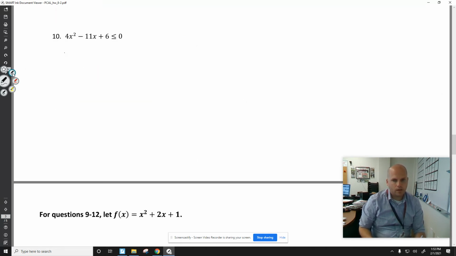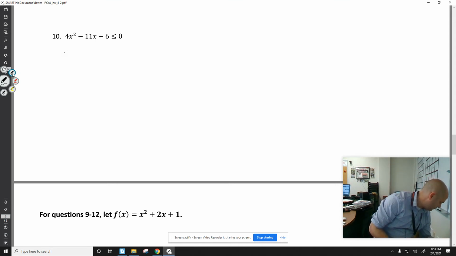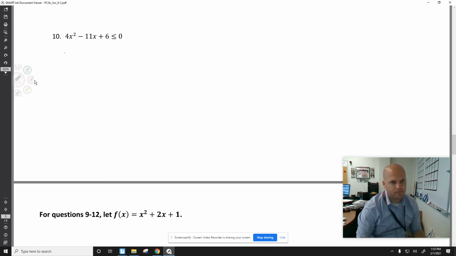Let me do the trick way to do this one. This is by factoring by grouping, different ways you were taught. You multiply a by c, and you're trying to find two numbers that multiply to get a times c and add to get b. It's negative 8 and negative 3. You're going to take those two numbers and rewrite your b term.